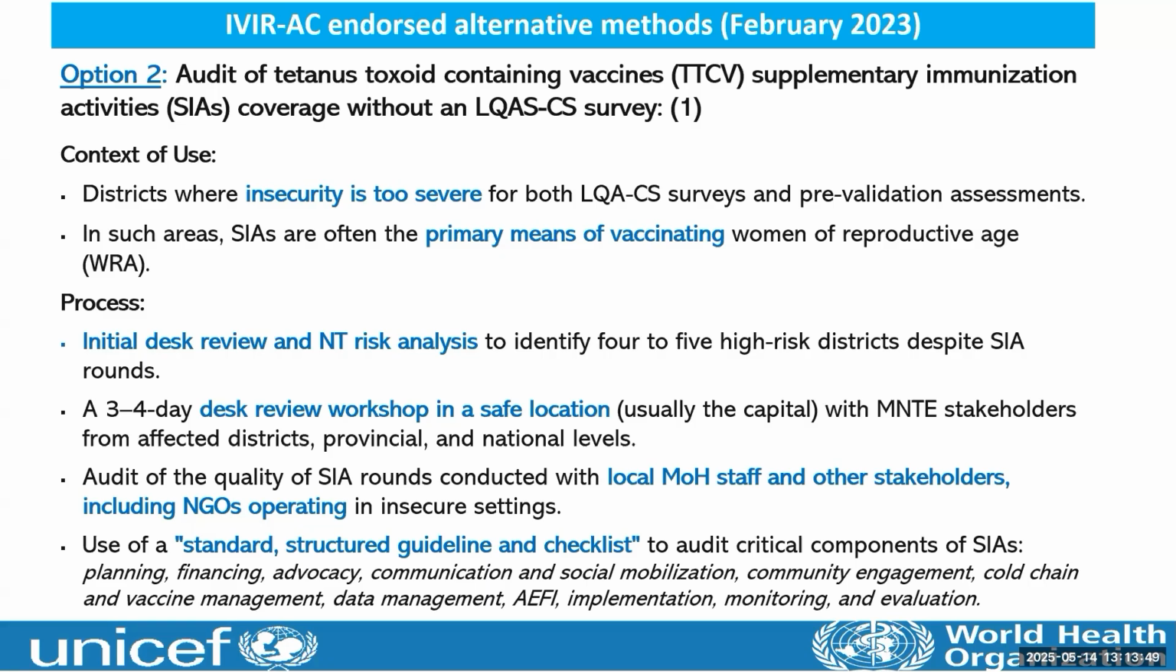Did the micro plan capture all the aspects required for a successful campaign? The financing and budgeting: did it cover all aspects? Did the funds arrive in time? Were the funds adequate? Were there shortages of funds? Was there community advocacy, communication, and social mobilization? Were the people aware? How much engagement did we have with the community? What was the logistics and vaccine management situation? Did we have the vaccines coming in the right quantity? Did they arrive in time? How was the cold chain managed? And then issues around data quality, where we're looking at the AEFI, and then the quality of implementation, monitoring, and evaluation.